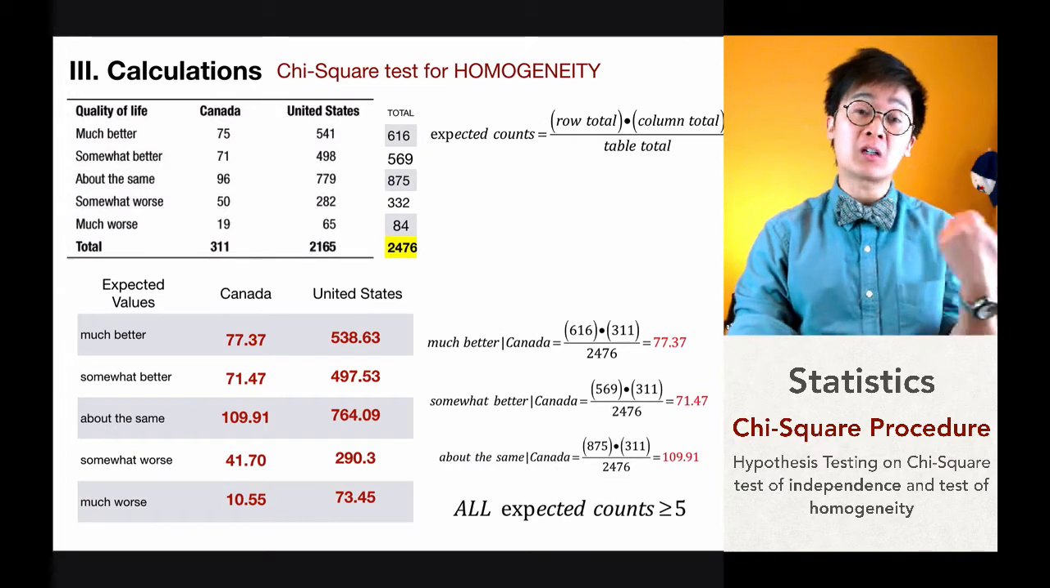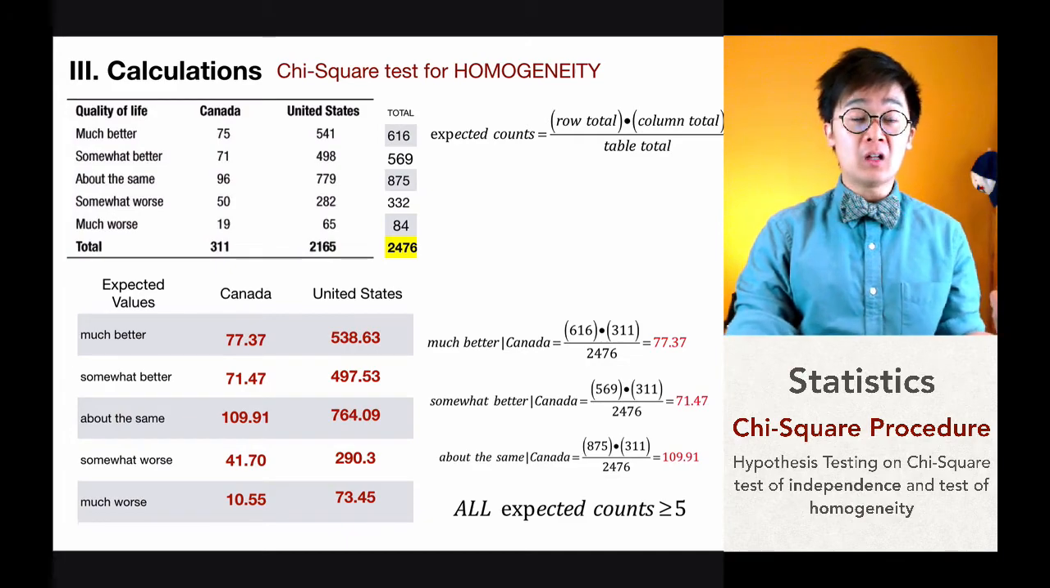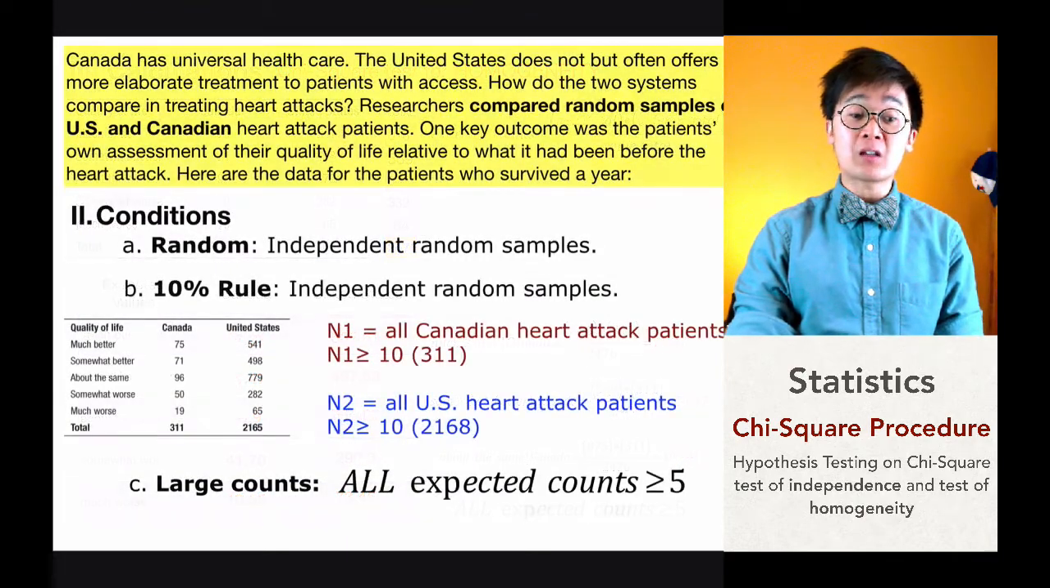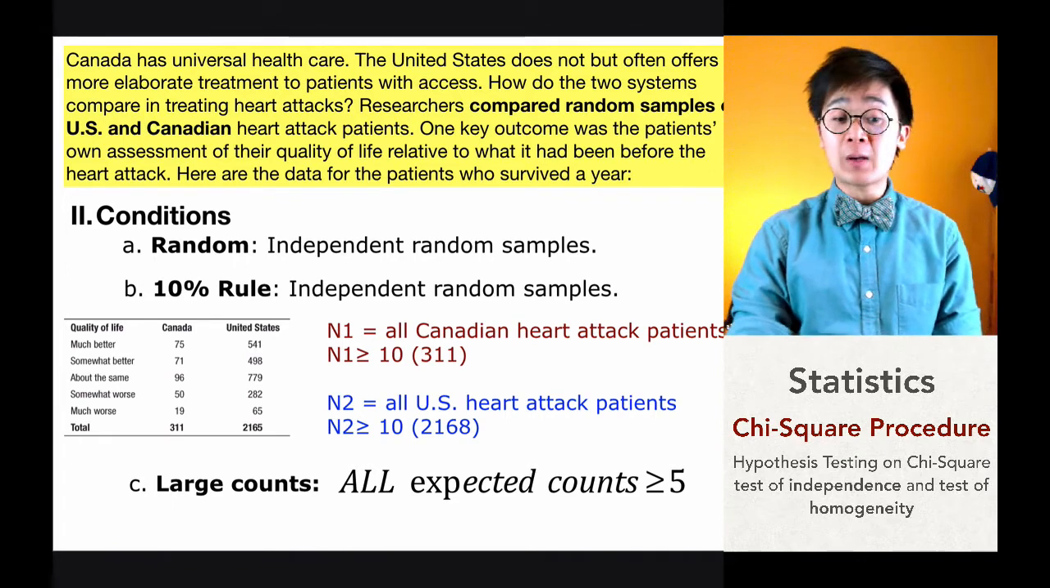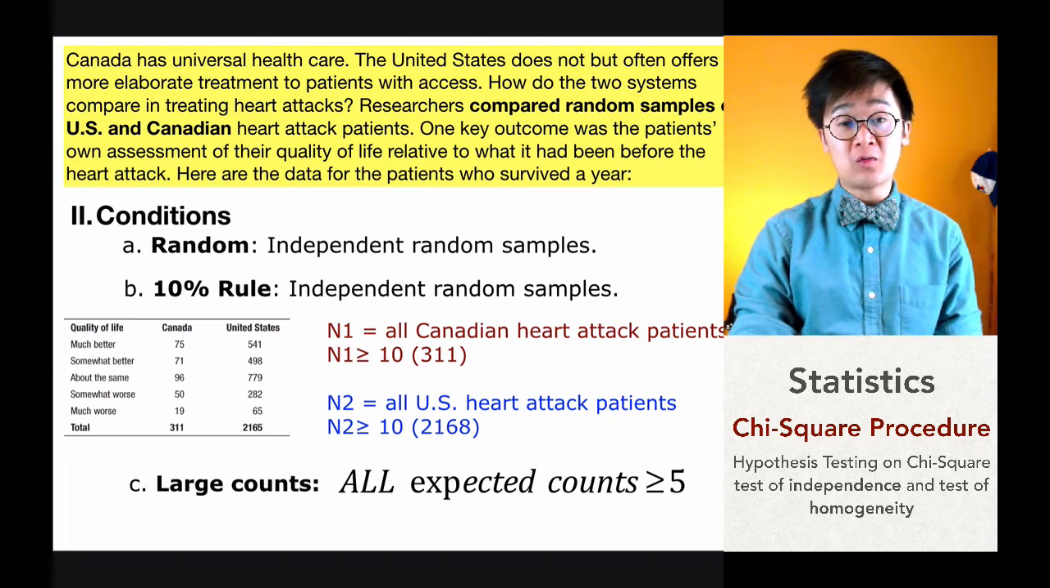So going back to the conditions from a while ago for large counts, we can now say that all expected counts are greater than or equal to 5. So just go back to your conditions and write that all expected counts are greater than or equal to 5 to verify that all three conditions are satisfied.